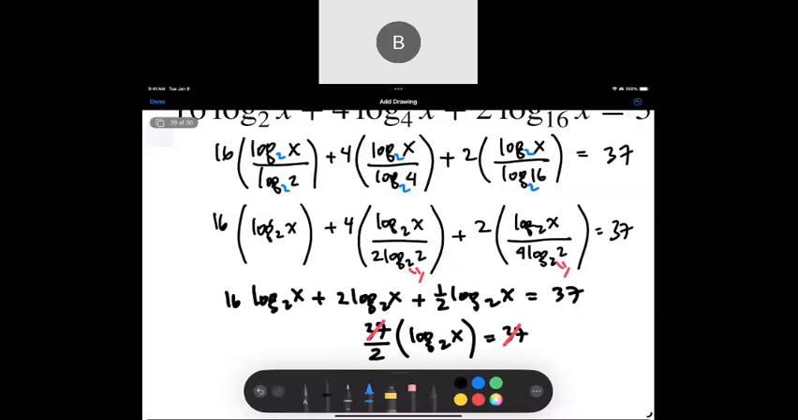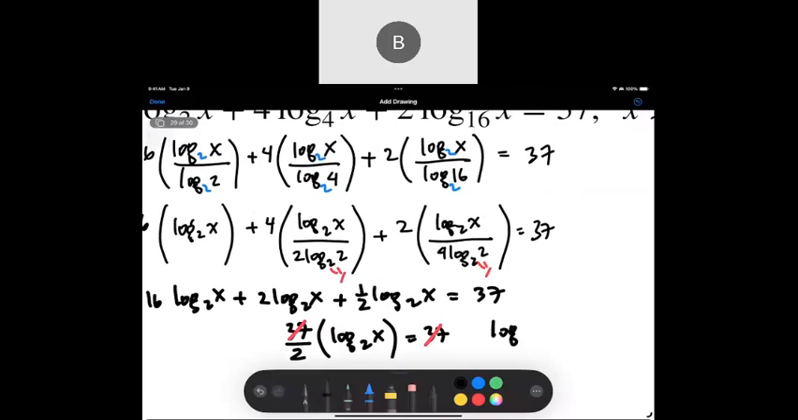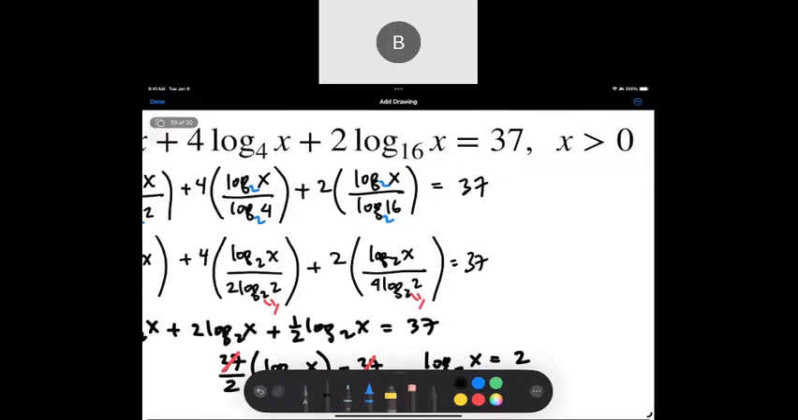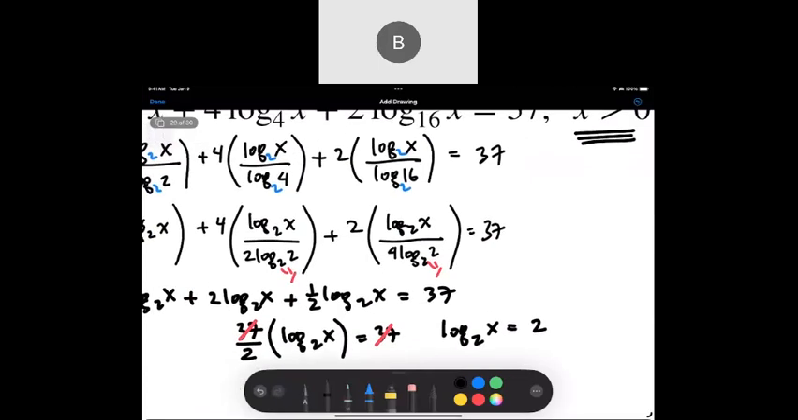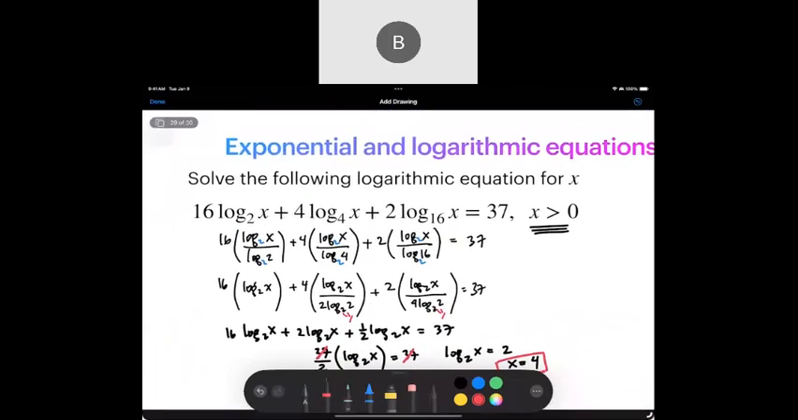So we can cancel this. Right? And then log 2x equal 2. Because we need to make sure that the x is only positive. Then x will be 4. Okay, interesting, right?